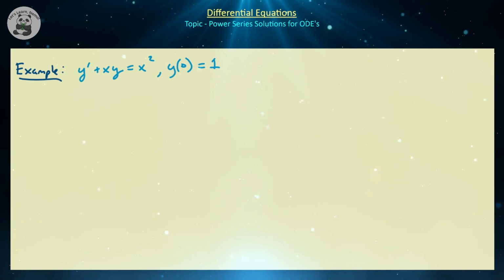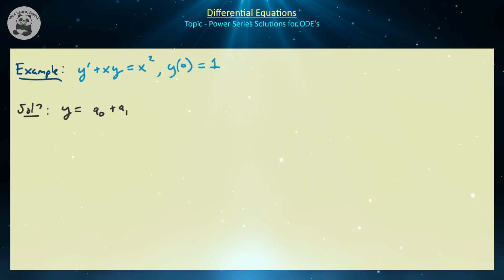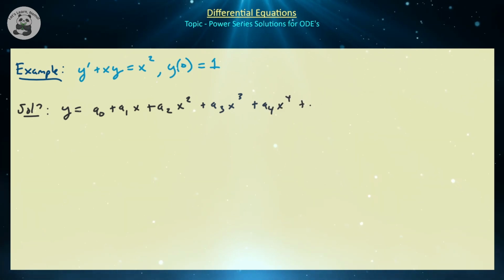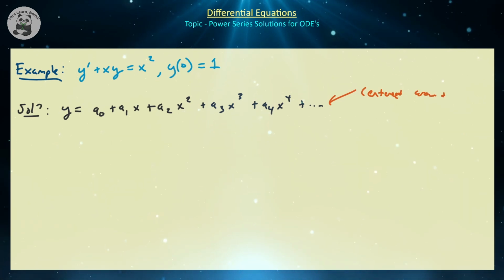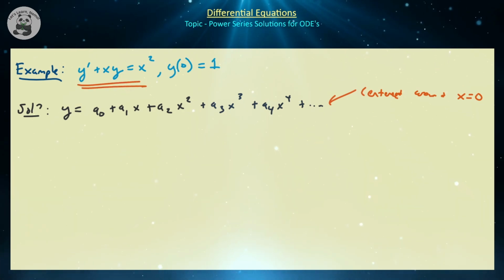Right, so let's assume that y has a power series representation. So let's assume that y looks like a0 plus a1 x plus a2 x squared plus a3 x cubed plus a4 x to the fourth and so on. And it's very important to note that this is a power series centered around x equal to 0, and make sure that 0 is not an issue with your differential equation. In this case, it doesn't have any big issues, at least.